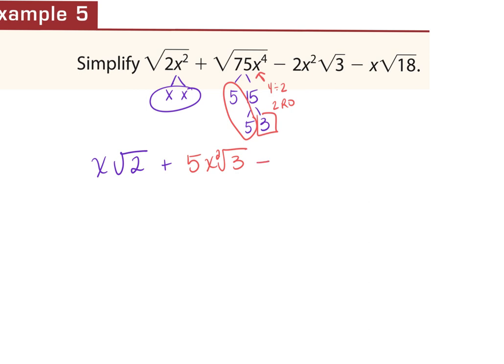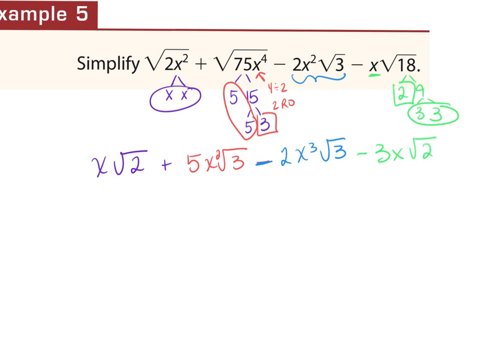The next one is already prime. So when I look at this one, 3 is on the inside. I can't do anything with the 3. That's going to stay just like that. This last one I can actually simplify. So I have 2 and 9, 3 and 3. My 3 will come out with that x that's already there. And my 2 will stay in.